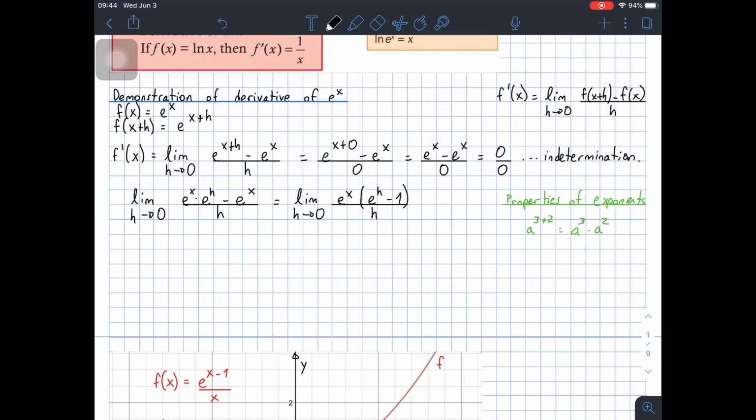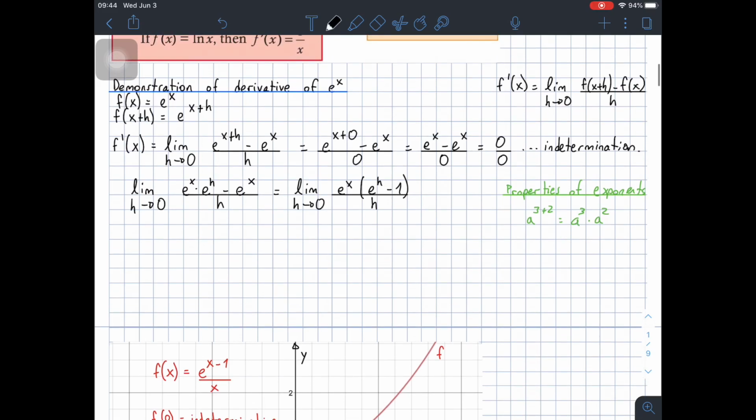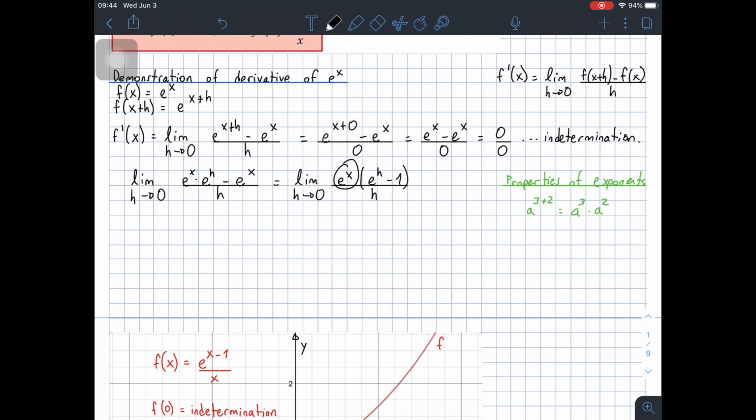Okay? Now, since I am evaluating the limit for when h approaches 0, this e to the power of x, I can treat it as a constant value because I'm not evaluating that for the limit. So I can take this outside of the limit notation. This could be rewritten as e to the power of x times the limit when h approaches 0 of e to the power of h minus 1 divided by h.